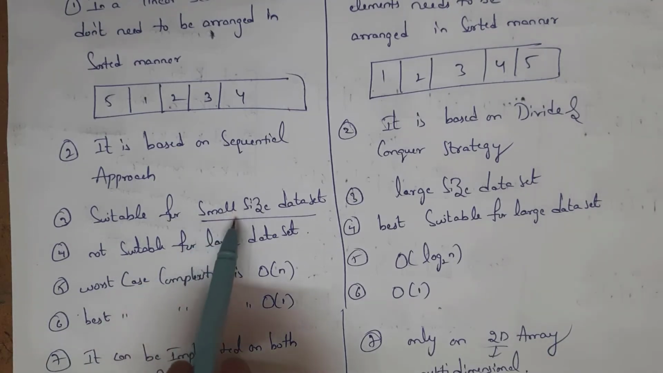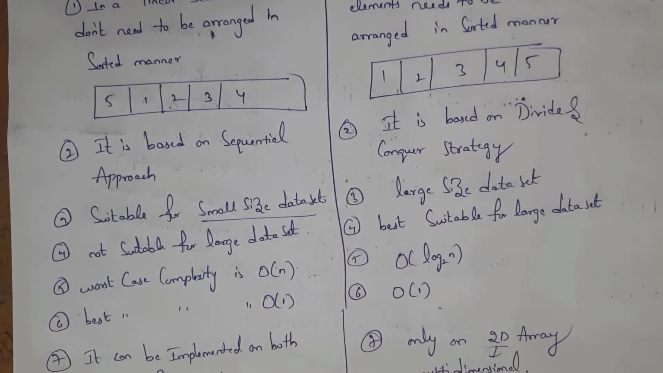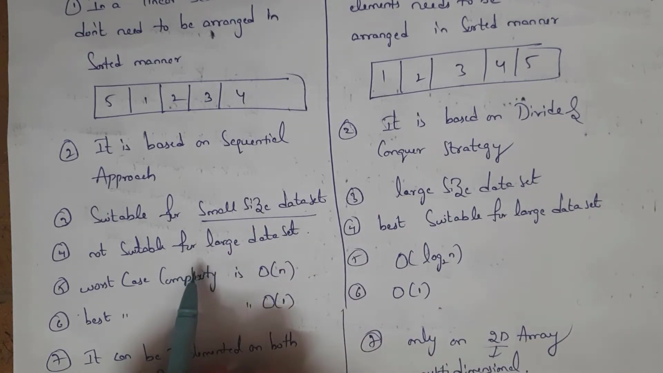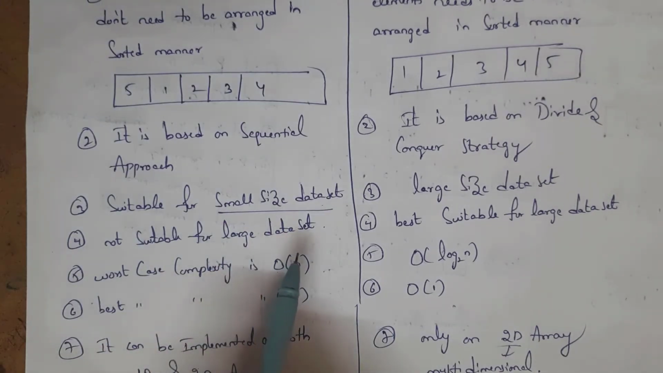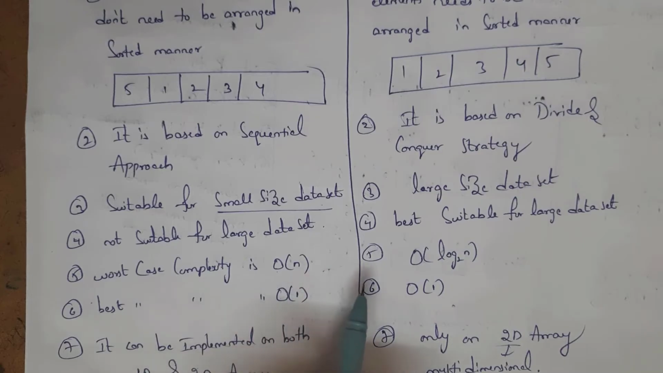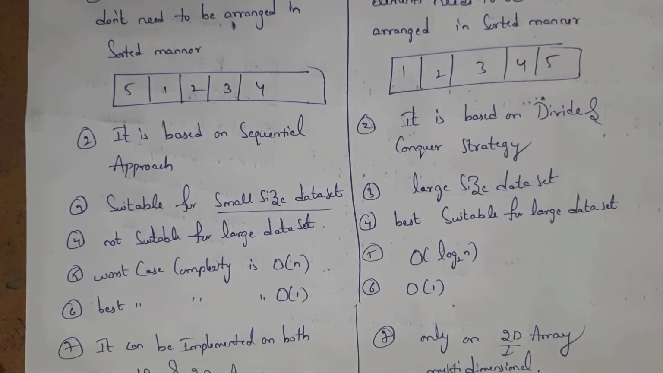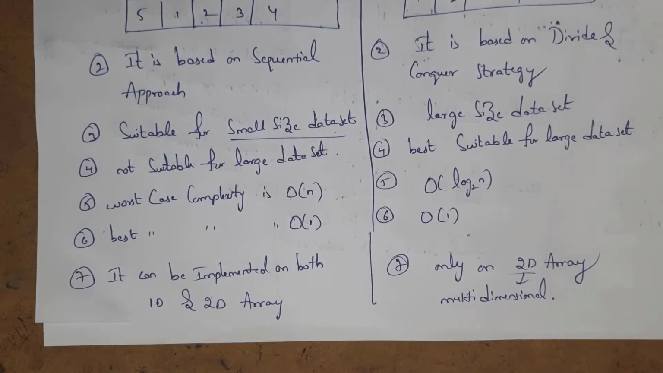Linear search is suitable for small data sets and not suitable for large size data sets, whereas binary search is suitable for large size data sets. Next difference: worst case complexity of linear search is big O of n and worst case complexity of binary search is O of log base 2 n. Best case complexity of linear search is big O of 1 and best case complexity of binary search is big O of 1. Linear search can be implemented on both one dimensional and multi-dimensional arrays, but binary search can be implemented only on multi-dimensional array.